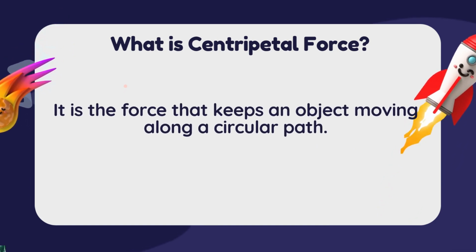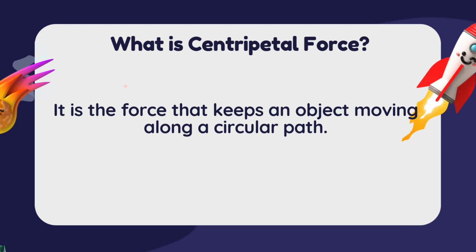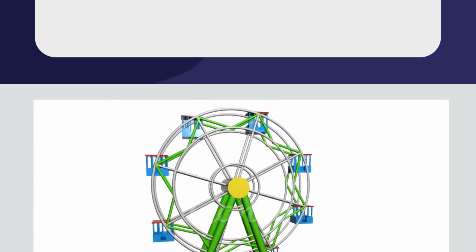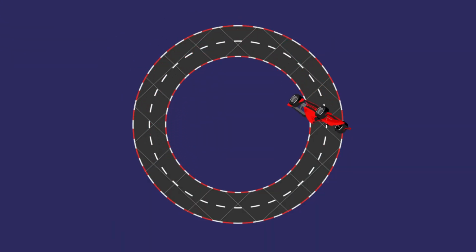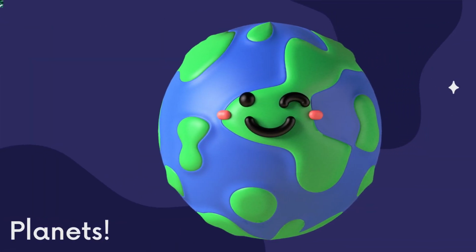What are some examples of real-life things that centripetal forces act on? Well, I can think of a Ferris wheel, or on a racetrack, or the planets in the sky.